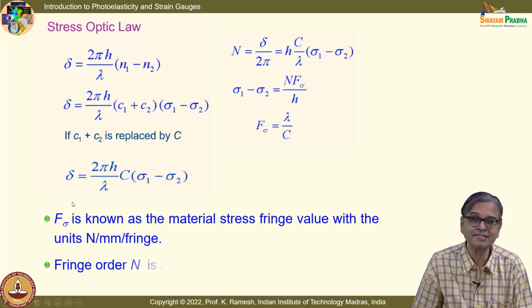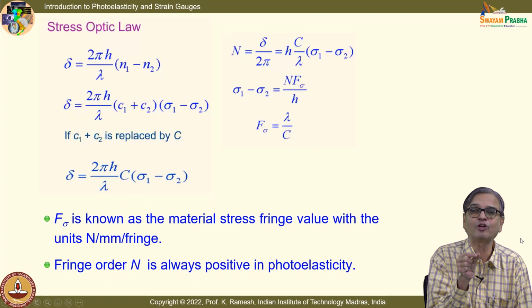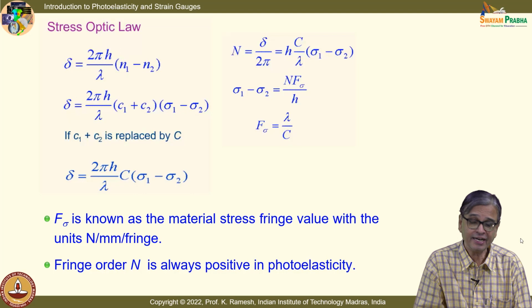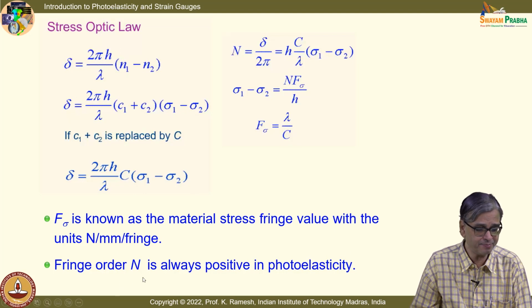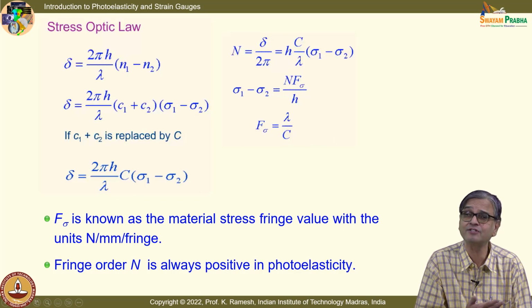And F sigma has very funny units, it is Newton per millimeter per fringe, because the thickness of the material also matters in acquiring the retardation. And do you agree with this statement? Fringe order n is always positive in photoelasticity. Why is it so?